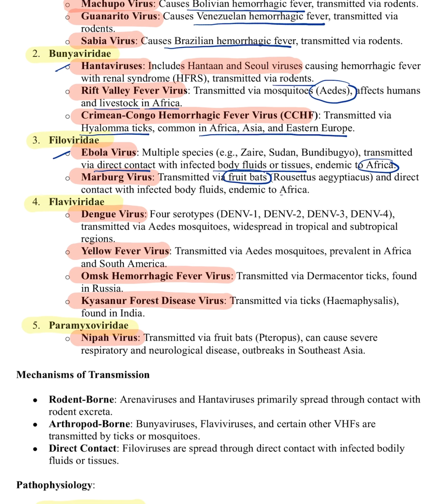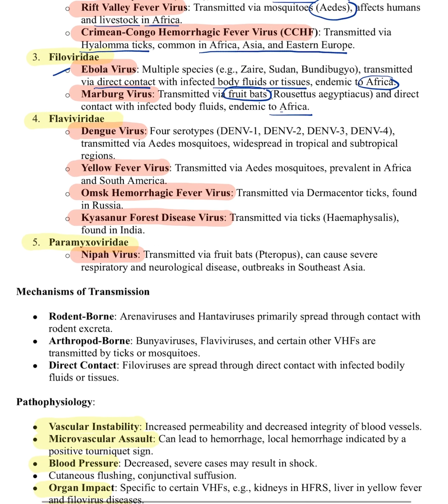Next is Flaviviridae, which is common in India. Dengue virus, 4 serotypes are there: DENV 1, 2, 3, and 4. It is transmitted by Aedes mosquito, and they are widespread in tropical and subtropical regions. Next is yellow fever virus. It is also transmitted via Aedes mosquitoes, and is prevalent in Africa and South America.